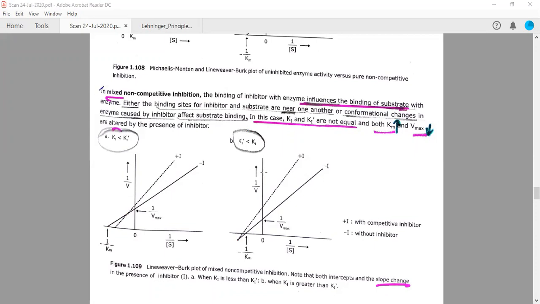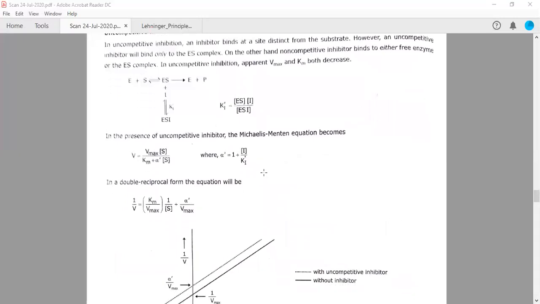Therefore, it is called mixed non-competitive inhibition. Now we will come to uncompetitive inhibition. In uncompetitive inhibition, you need to remember the possibility of Ki dash only, because your inhibitor is able to bind with the enzyme substrate complex only, to make a ternary complex. The inhibitor cannot bind with the free enzyme, because binding of the substrate will lead to some conformational change in the enzyme so that it will be able to bind to the inhibitor also.